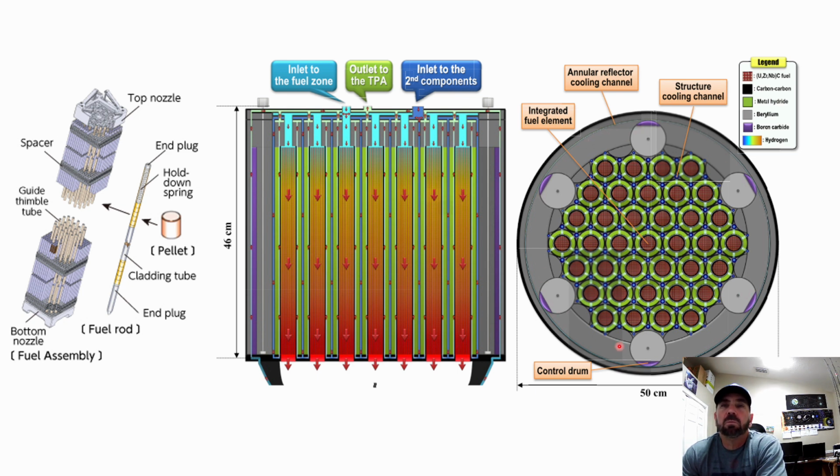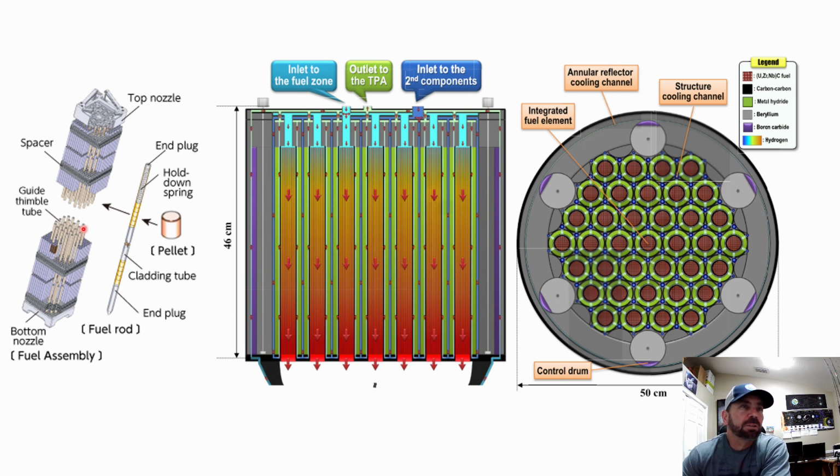Here are the control drums. And you can see one surface is one material and the rest of it is a different material, and it is rotated such that it'll absorb or reflect neutrons back into the core, and that's how it's controlled.